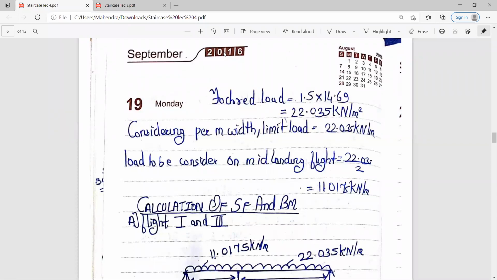So for per meter width, your value will be 22.035 kilonewton per meter. Then you need to calculate the load on the landing. This factor load was calculated for the flight. Then the load to be considered on the main landing: now you need to calculate for the main landing flight. So for main landing, you have to divide it by 2. 22.035 divided by 2, the value comes to 11.0175. This is for the main landing flight.